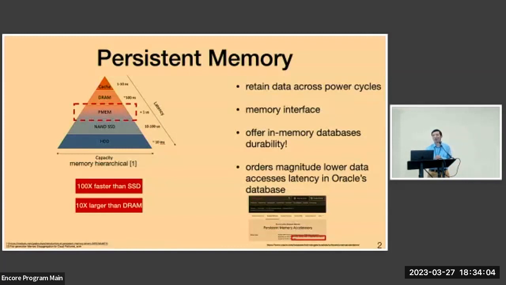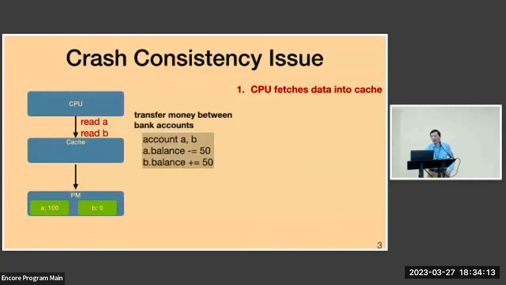Well, persistent memory is important. Everybody should already know that. It also has some competing properties. Now, crash consistency is a main concern about the usage of persistent memory. So here is a simple example. Suppose we have two bank accounts, A and B, and a user wants to transfer some money from one account to another account.